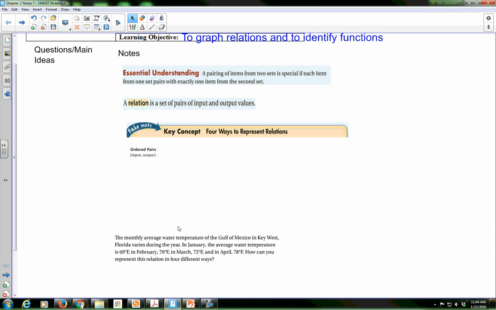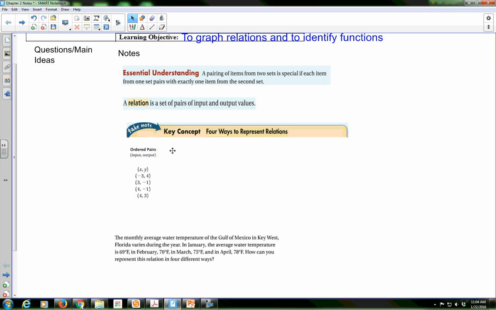The first way we can represent a relation, and we've done this before in math, is with ordered pairs. Your first item in an ordered pair is an input, and your second item in your ordered pair is an output. We usually write this as (x, y) in parentheses. And so I want you to write these 4 points underneath (x, y), because we're going to represent these 4 relations in 4 different ways.